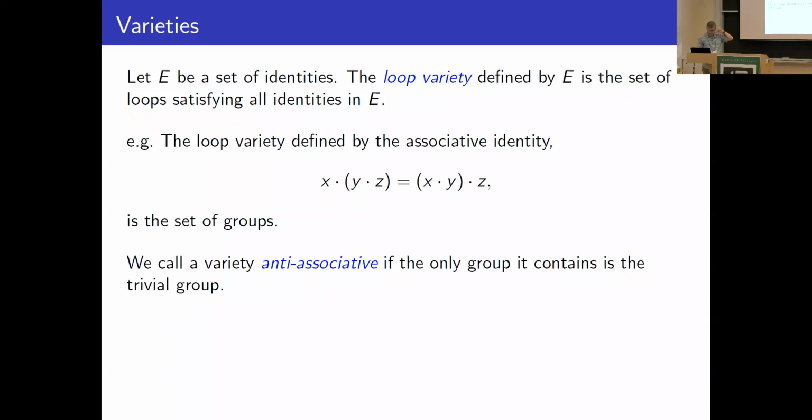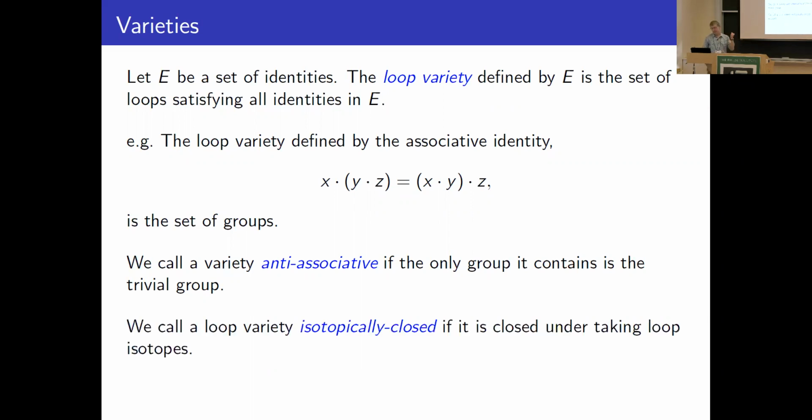And what we want is actually the opposite of this. We want anti-associative varieties. They're ones that contain no groups. So you'll always have the group of order 1. You can't get rid of it. But assuming there are no other groups in your variety, we say it's anti-associative. It's isotopically closed if taking isotopes doesn't take you outside the variety.